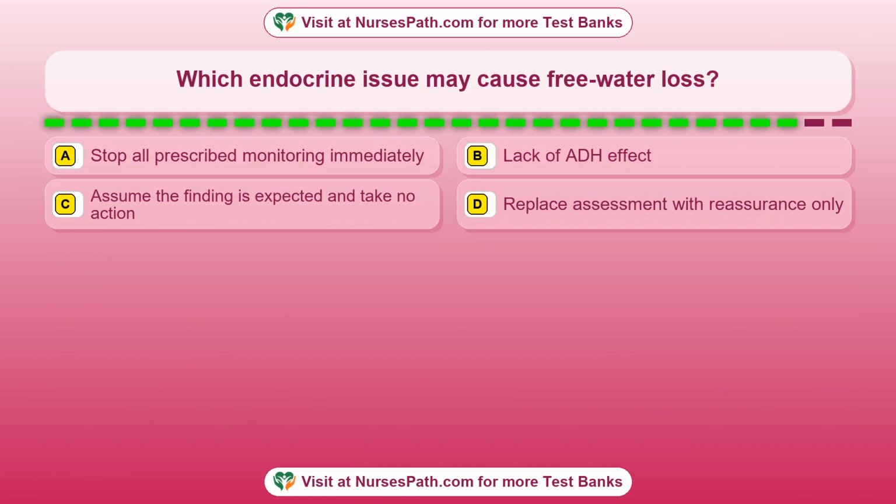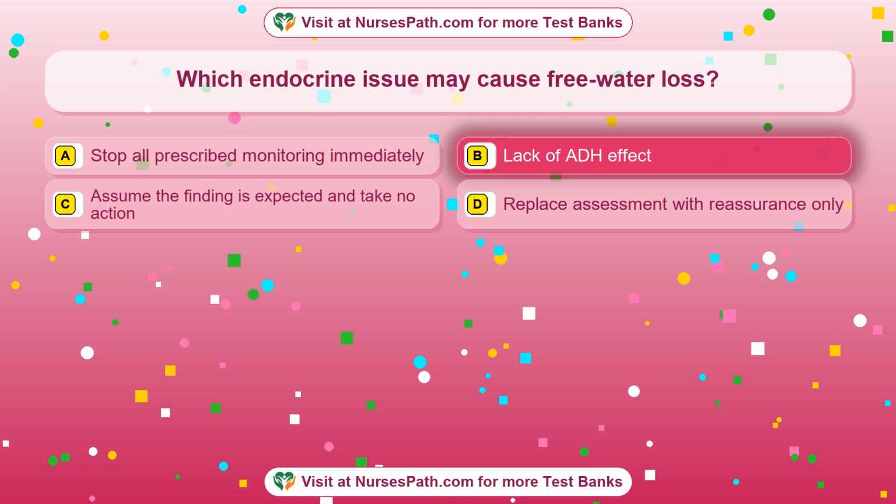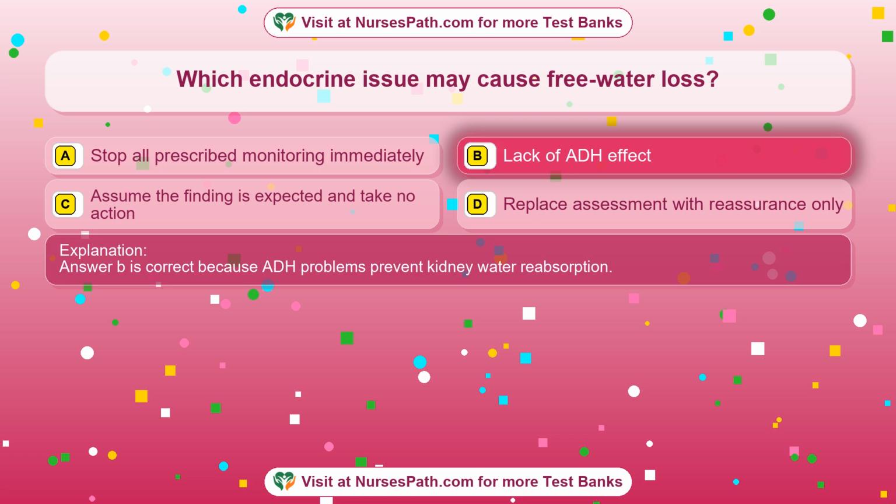Question 18. Which endocrine issue may cause free water loss? Option A. Stop all prescribed monitoring immediately. Option B. Lack of ADH effect. Option C. Assume the finding is expected and take no action. Option D. Replace assessment with reassurance only. The correct answer is option B. Lack of ADH effect. Answer B is correct because ADH problems prevent kidney water reabsorption.